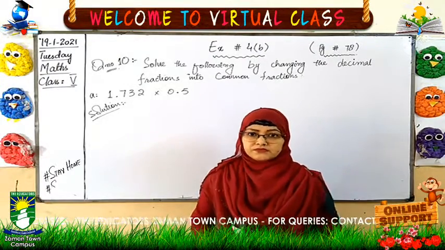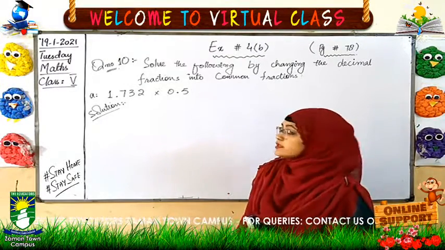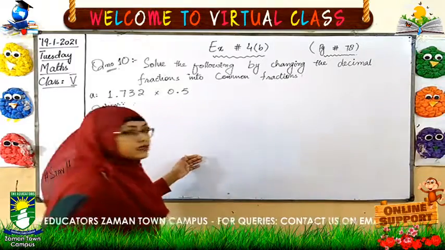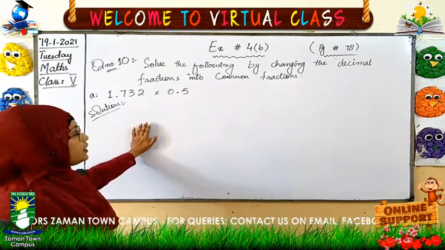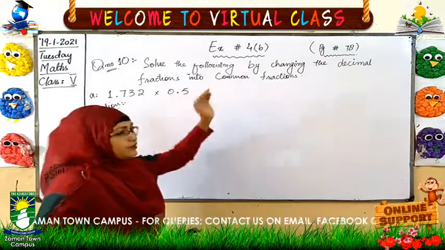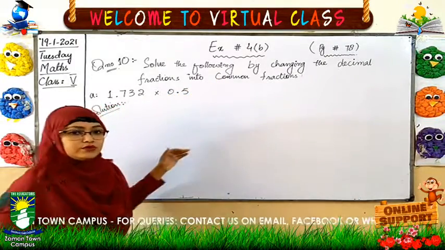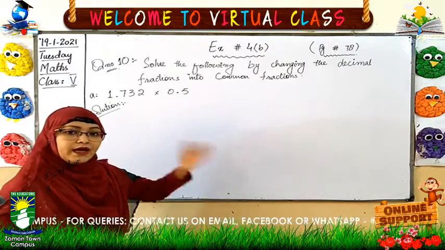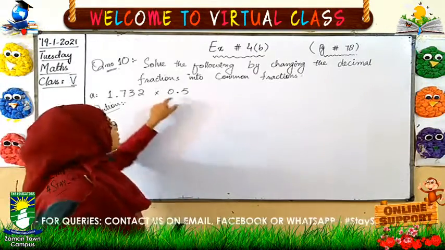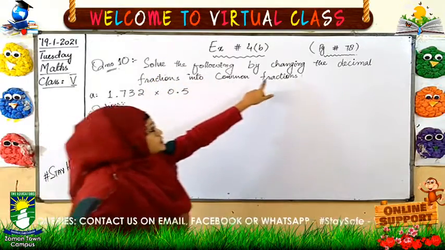Good afternoon, class 5. Here we are continuing exercise number 4B. We are doing question number 10 today. Before starting or solving any question, you have to read the description that is given. What we have to do here: solve the following, changing decimal fractions into common fractions.